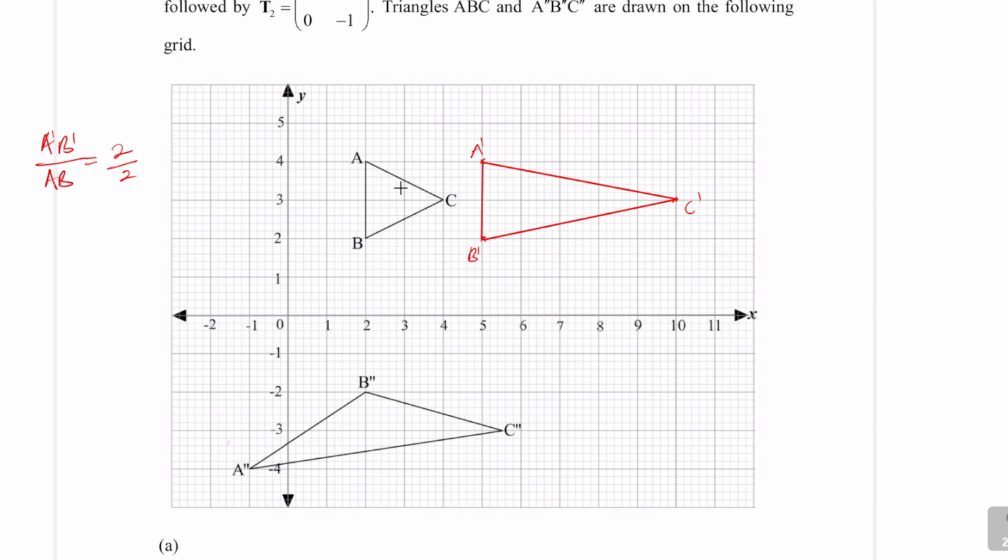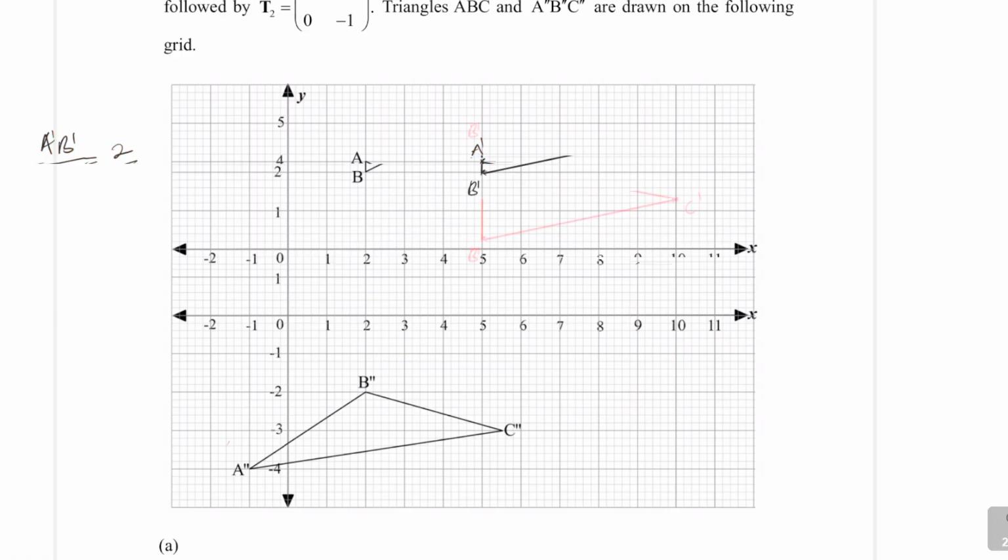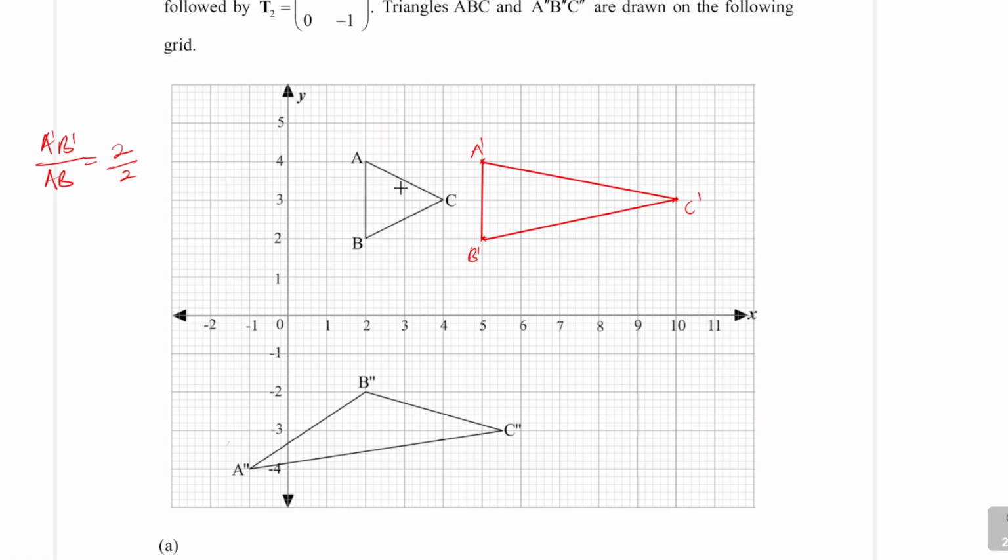But now, when you look at this one, we don't have an invariant line. There doesn't seem to be any invariant line in this case. Because for a shear, the points that lie on the invariant line do not move. But when I look at these two triangles, you notice that all the points have moved. So it is very hard to identify the invariant line in this case.